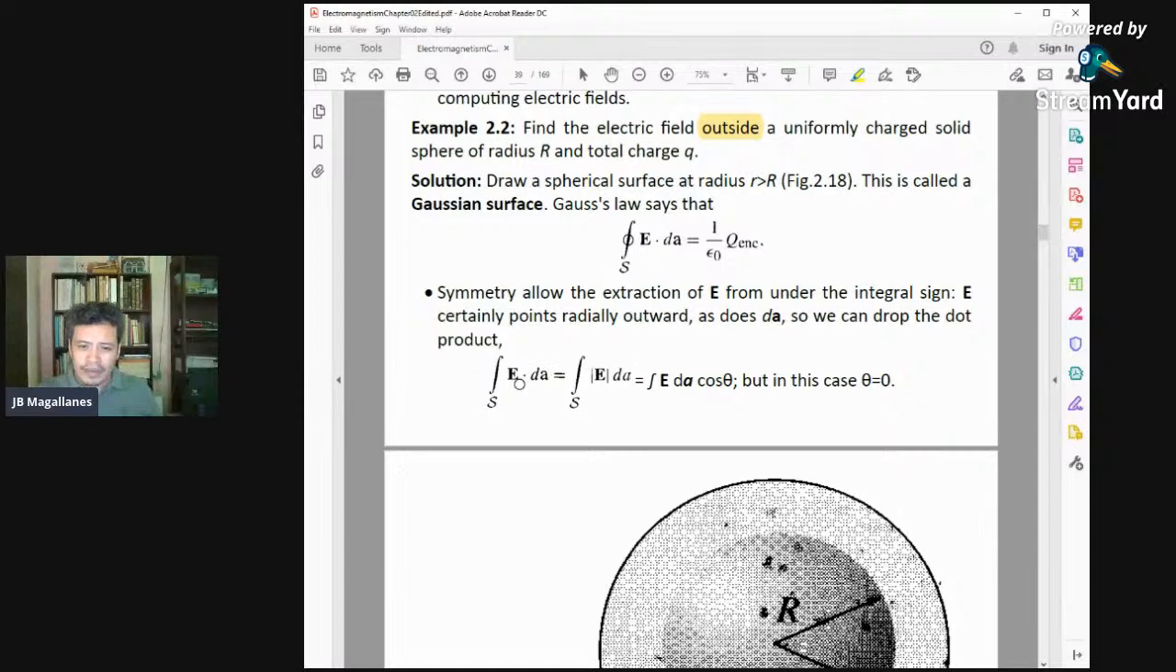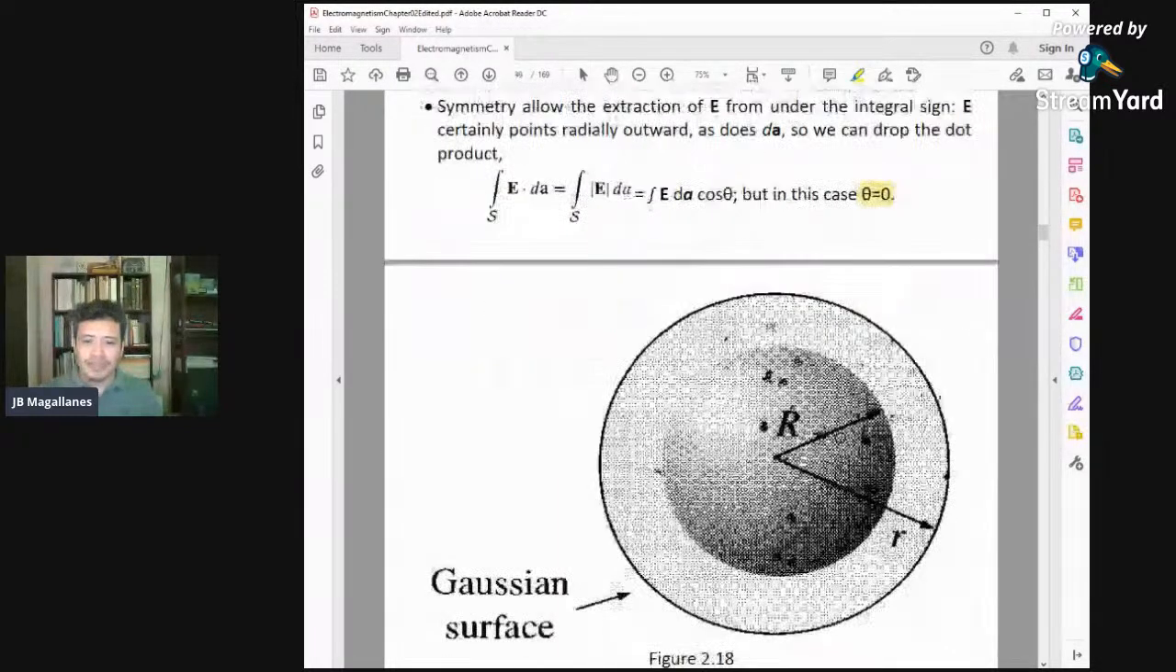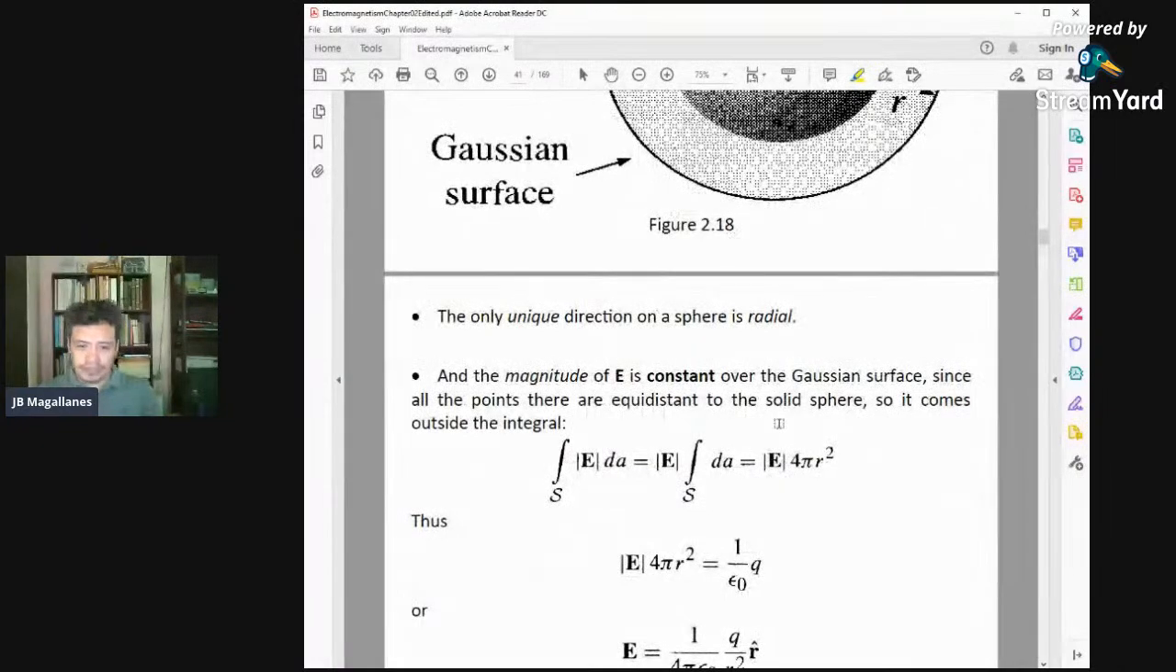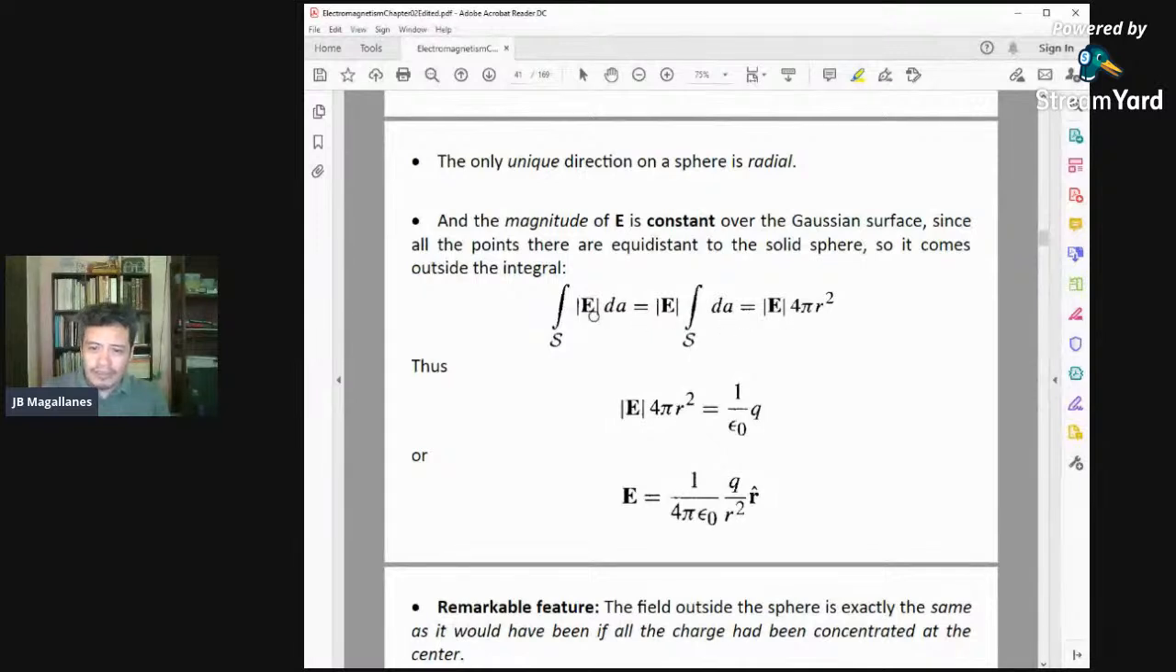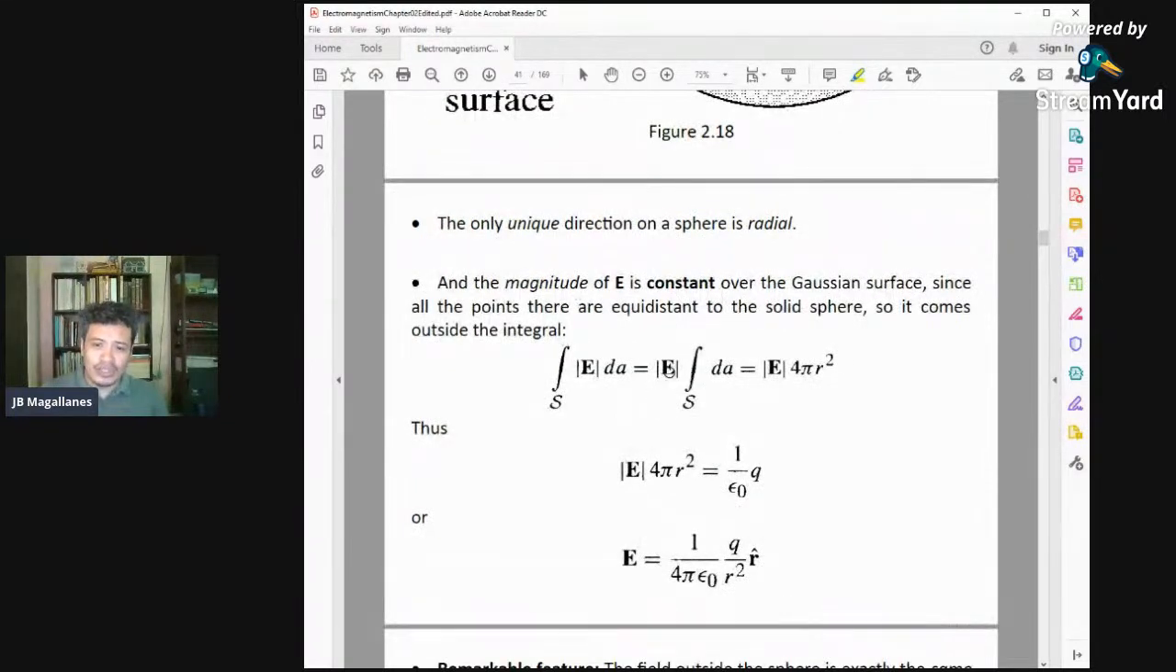This one now will become integral of E dot dA. This is the magnitude of the electric field times the area. This is equal to E dA cosine theta, but cosine theta here is equal to 1 because theta is equal to 0. So the magnitude of E is constant, so you can take that out of the integral. So only the dA will be integrated in this case, and you have the integral of dA.